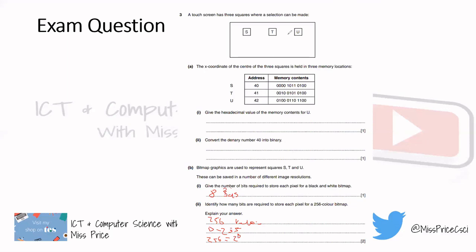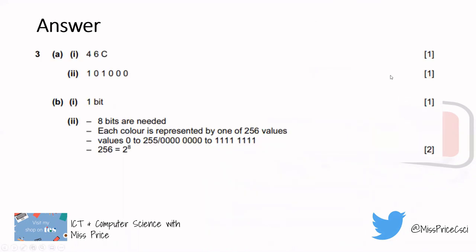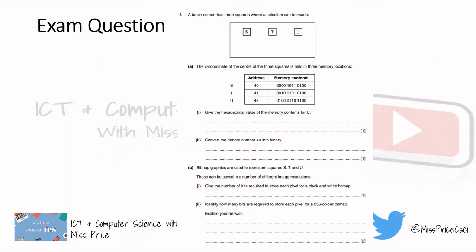Right. Let's just check the answers now. Hopefully you've written those down and you can check them against the criteria here. Oh, I got that wrong. Oh, I'm so silly. 1 bit, of course. So even Miss Price gets it wrong. It's very late at night. Did we see that I made a mistake? What did I say in the PowerPoint earlier?